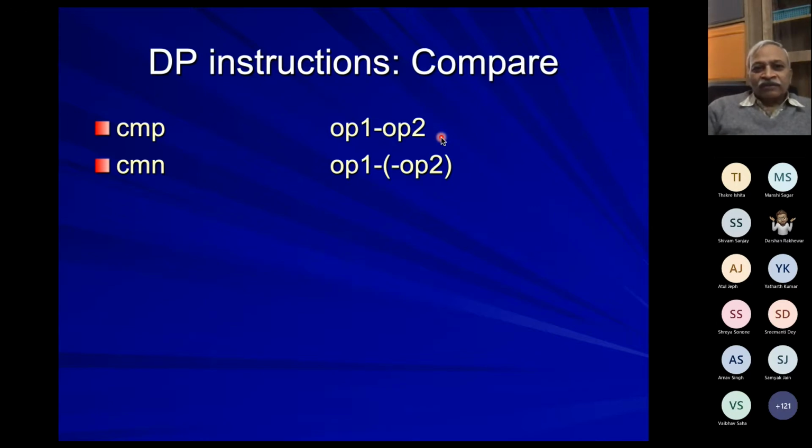There are 2 comparison instructions: normal compare, which basically performs subtraction, and then the subtraction causes some flags to change. I'll come to that shortly. And compare negative is comparing OP1 with minus OP2, or you could basically see that it performs OP1 plus OP2. The sum is not saved, but it is used to set or reset flags.